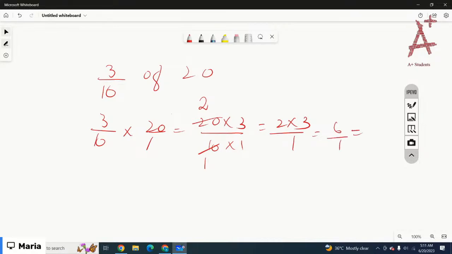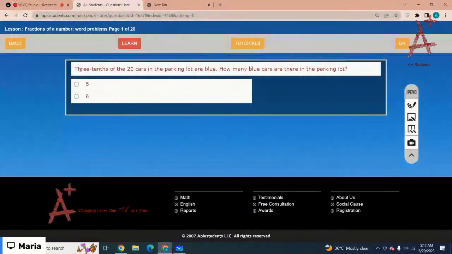It would be 6 over 1, and you can write it as 6. That means 6 cars in the parking lot are blue. Got it? So 6 cars in the parking lot are blue. The correct option is 6.